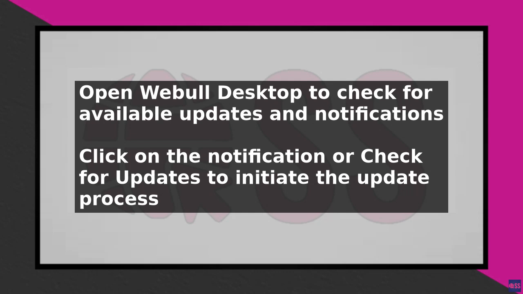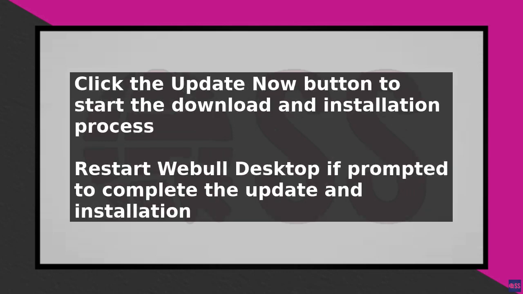Then select Check for Updates from the drop-down menu. This will initiate a check for any available updates. Once the update check is complete, if an update is found, click the Update Now button to start the download and installation process. You may be prompted to restart Webull desktop to complete the update.